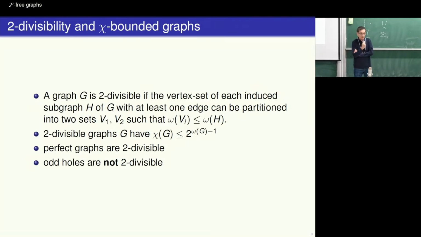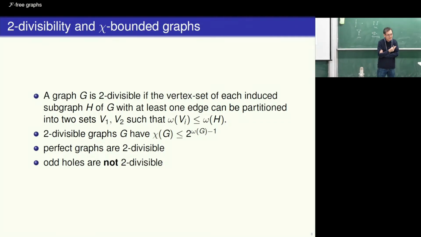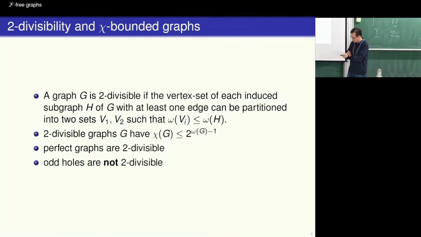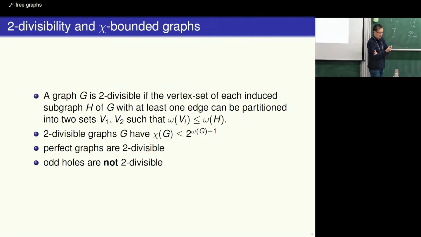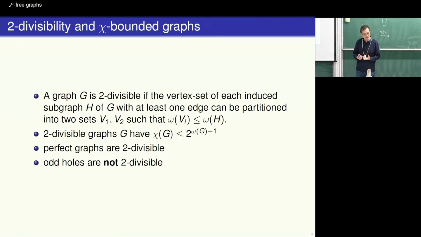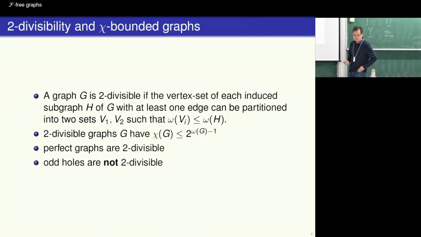But okay, you can say something that is still very interesting, even though the strong perfect graph conjecture has set the upper bound for the chromatic number. You can still say something about the structure of graphs without odd holes.